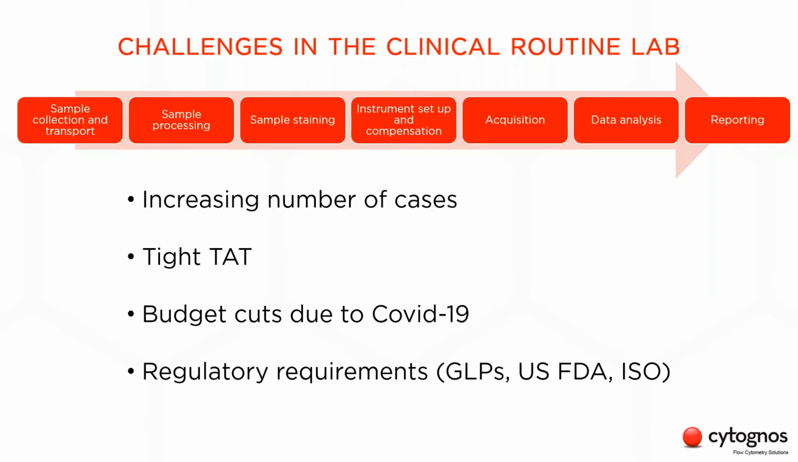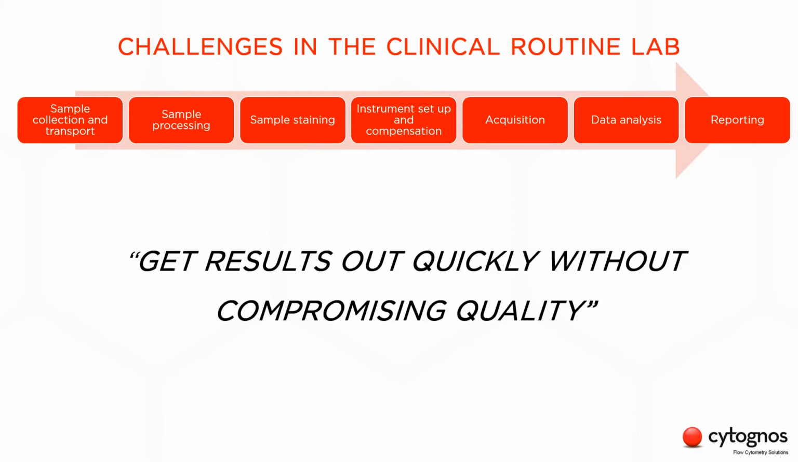On top of that, in every pathology lab, we are getting more and more cases. We have a very tight turnaround time. Because of the COVID-19 pandemic, hospitals may have cut the budget for the lab. And at the same time, we need to meet all the regulatory requirements for diagnostic labs. So we can summarize all this in one sentence. In a clinical lab, we have to get results out quickly without compromising quality.